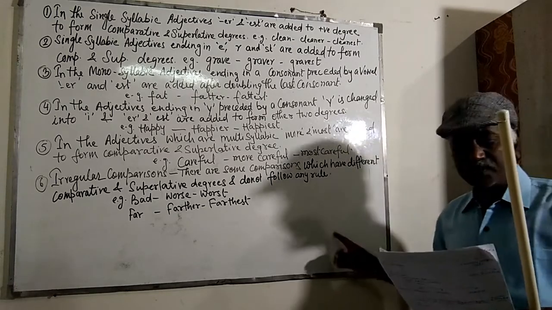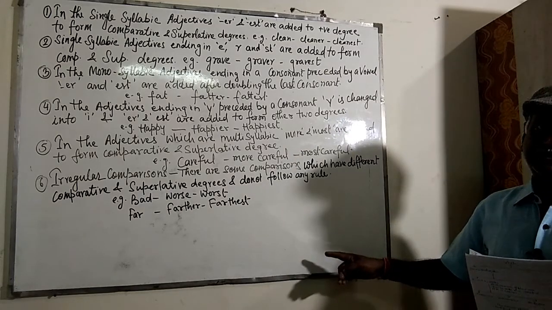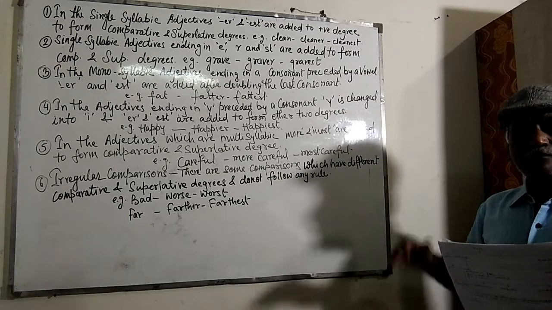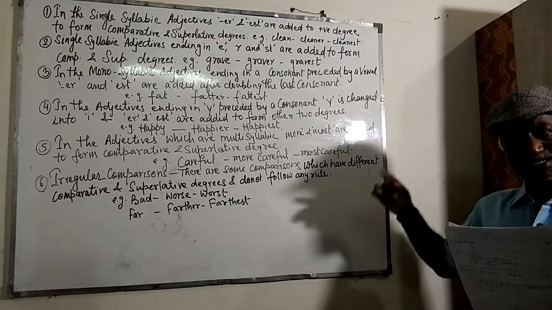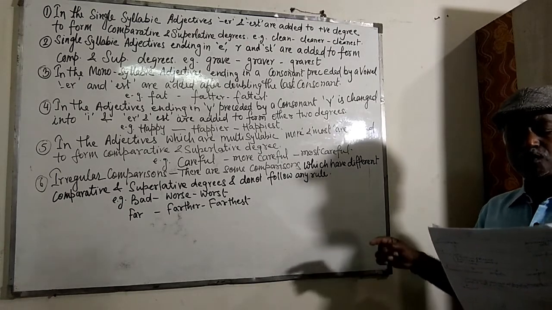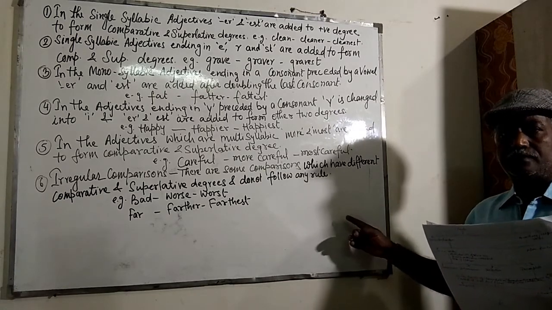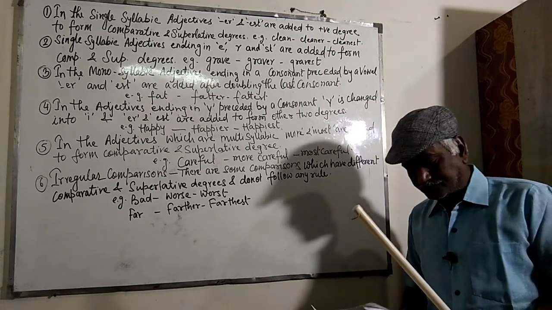One thing is to be remembered always, that double comparatives are incorrect. For example, we cannot say Ram is more stronger than Mohan. It is incorrect. Here we have to say Ram is far stronger than Mohan. This is correct. Then comes the superlative degree.